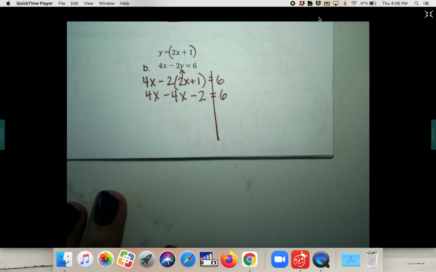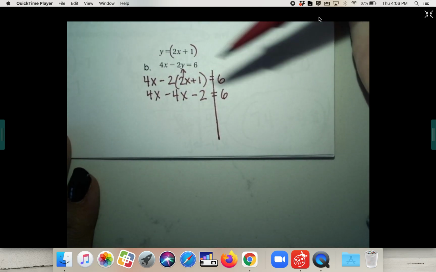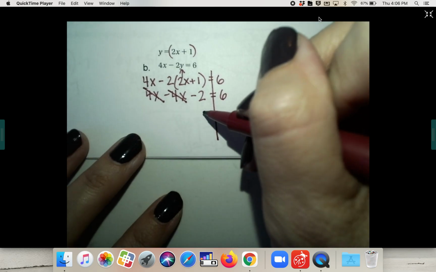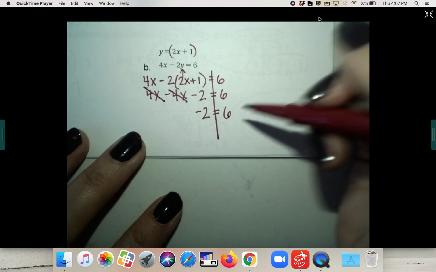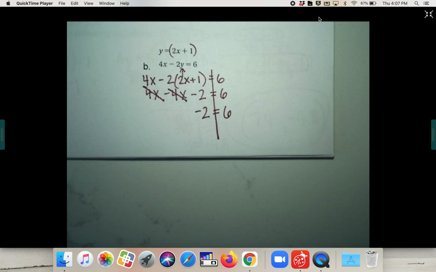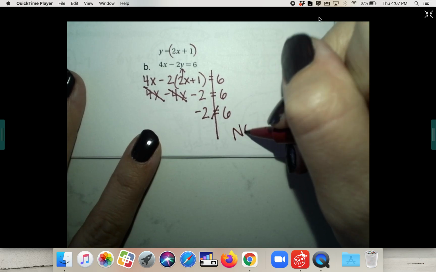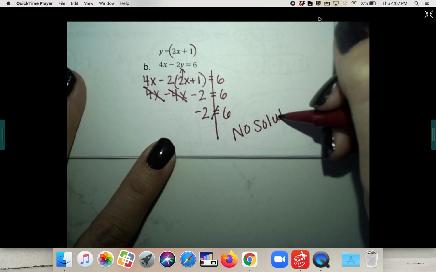Do you see what's going to happen here? This is 4x minus 4x. Those are going to drop out because 4x minus 4x is 0, and it's going to leave us with negative 2 equals 6. Does negative 2 equal 6? No, it does not. So that means this would be an example of a no solution.